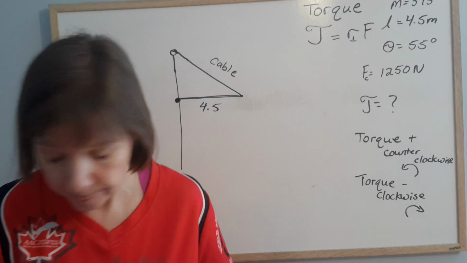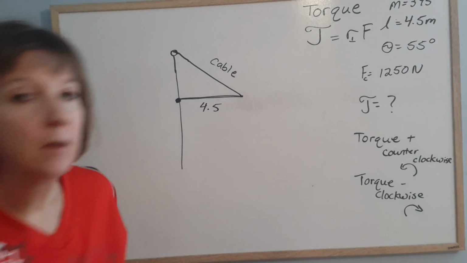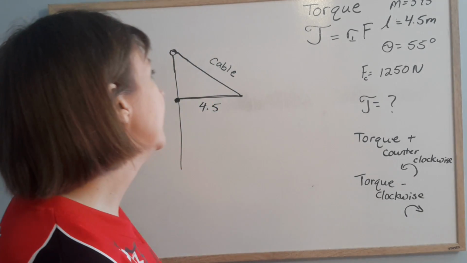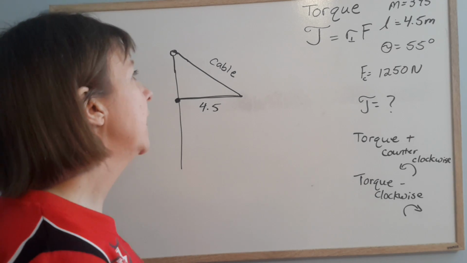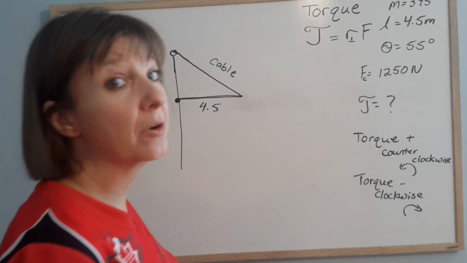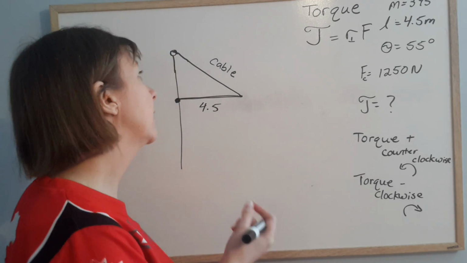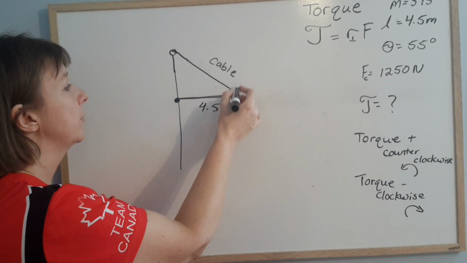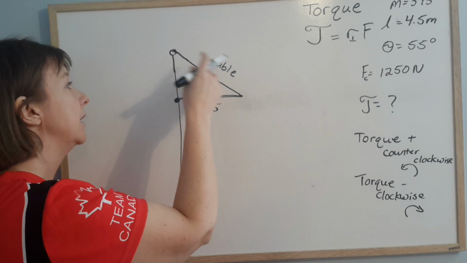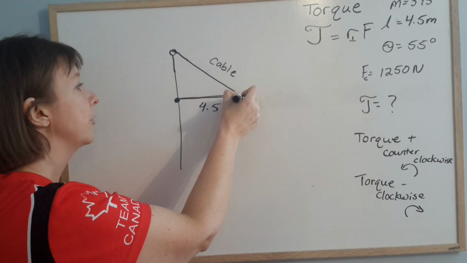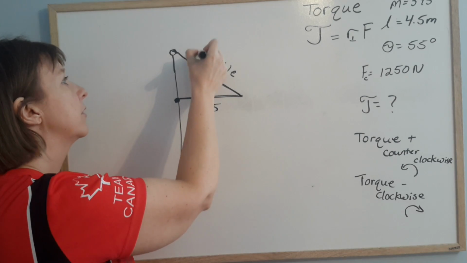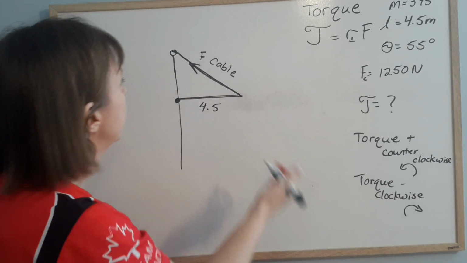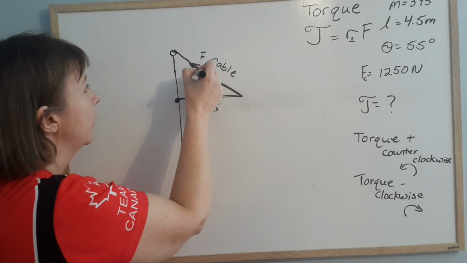Now, remember that I said the lever arm distance is always perpendicular to the force. And I said that was important and it would come back. It's coming back right now. If this is the cable and the crane operator has the tension on the cable, it is exerting a force up that cable because it's trying to hold that crane arm up. So the force is going this way.